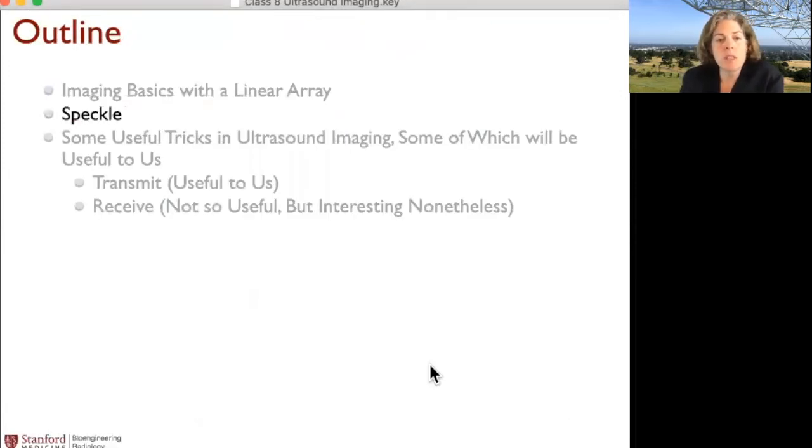Okay, so we've talked a little bit about speckles so far, but let's talk about it a little bit more so you have a better idea of where that comes from, because then I want to talk a little bit about brain imaging.